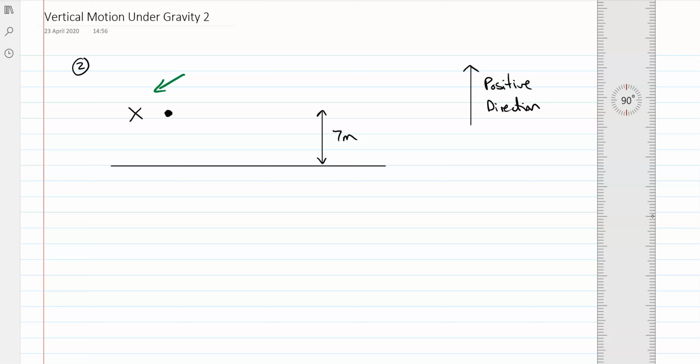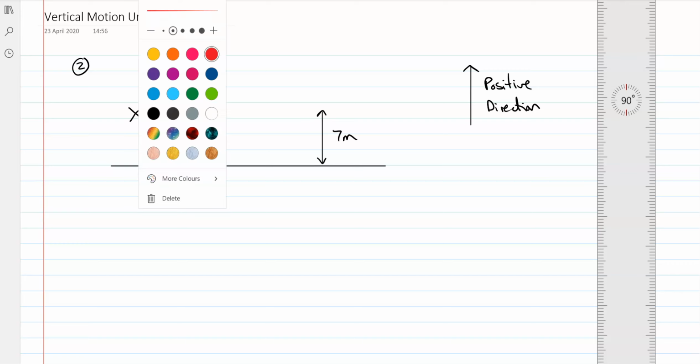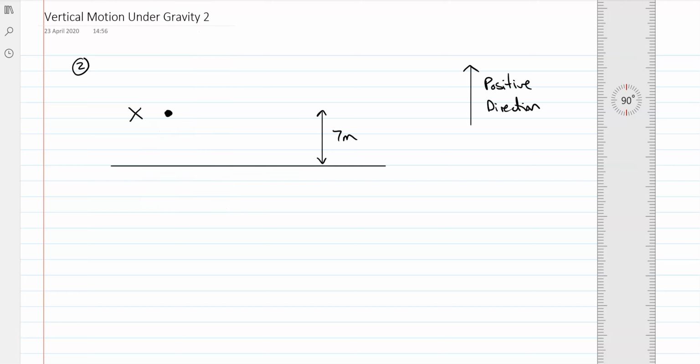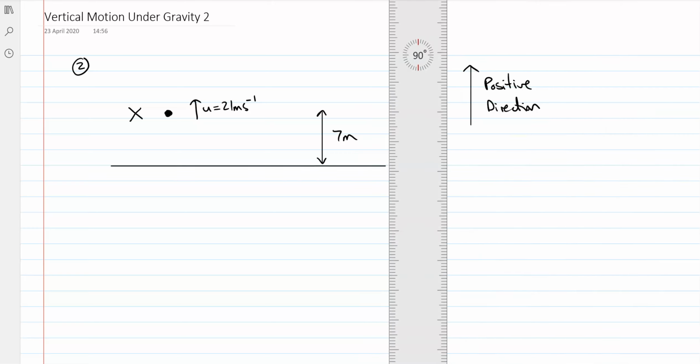And it's being projected 7 meters above the ground, and it's been projected with speed 21 meters per second. So our U is going to be 21 meters per second upwards. That's in our positive direction. And remember, it's going upwards. We're going to have gravity acting. This time it's going to be acting against the direction.